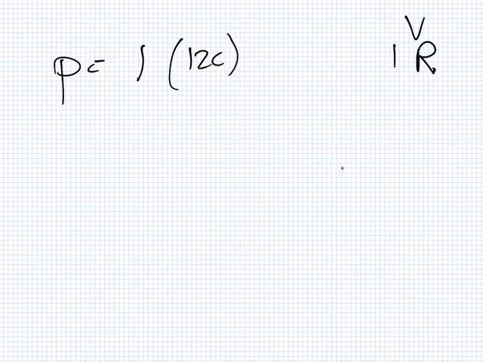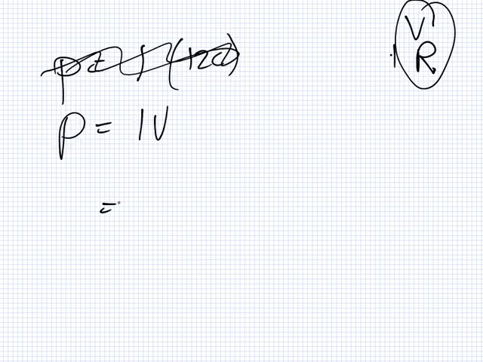Do we know the I? No. Do we know the V? Yes. What is it? 120. Now, how can I get the I if I use VIR? I equals V over R. So you can say P equals IV, but I is equal to V over R. So another formula is V squared over R.